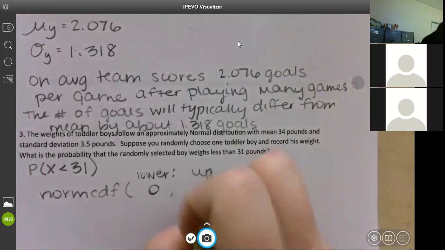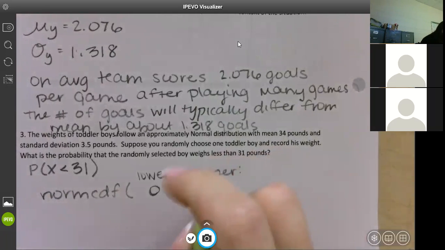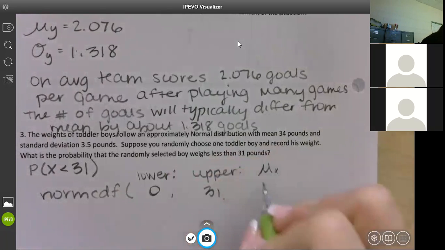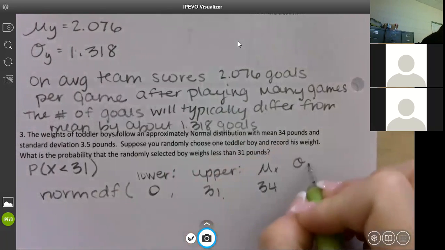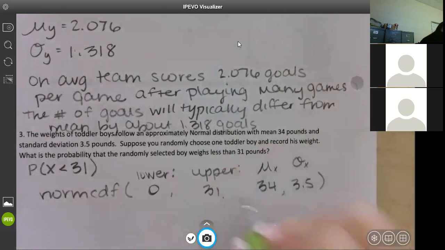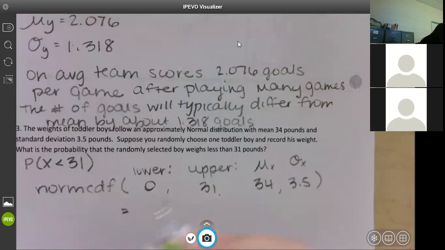What's your upper? 31. Mean? And then your standard deviation. And then when you put in 0, you get 0.9157. So did you put a randomly low number? Yes. See what I'm saying? So it doesn't make much of a difference to put in that negative 10,000.